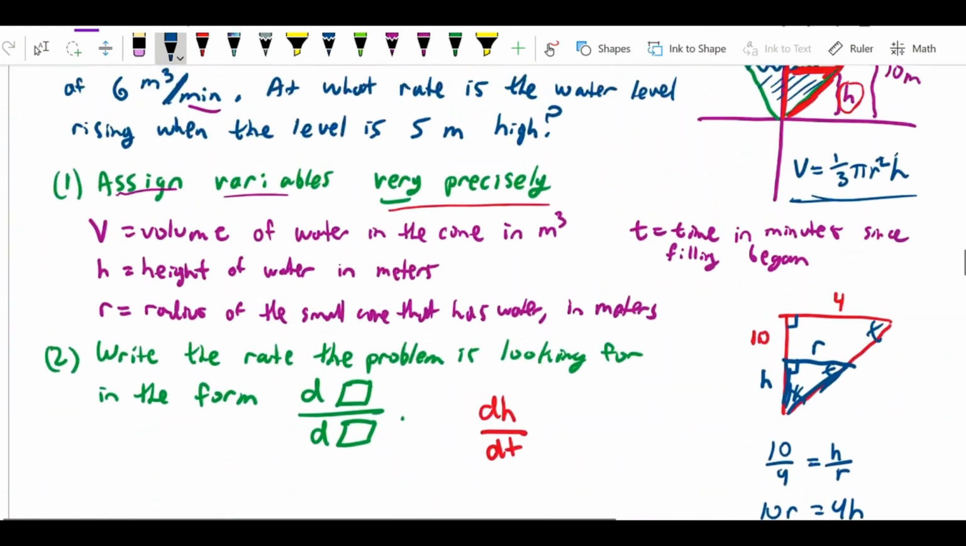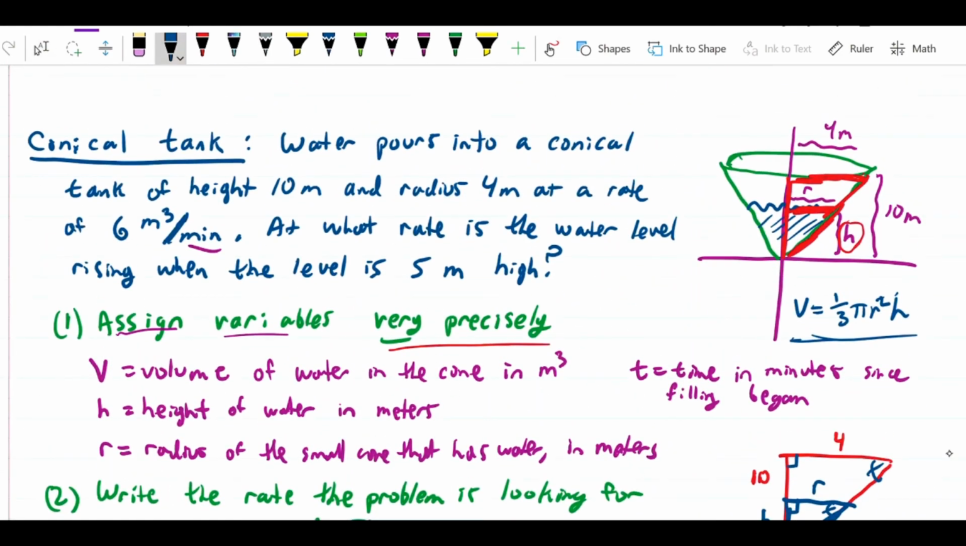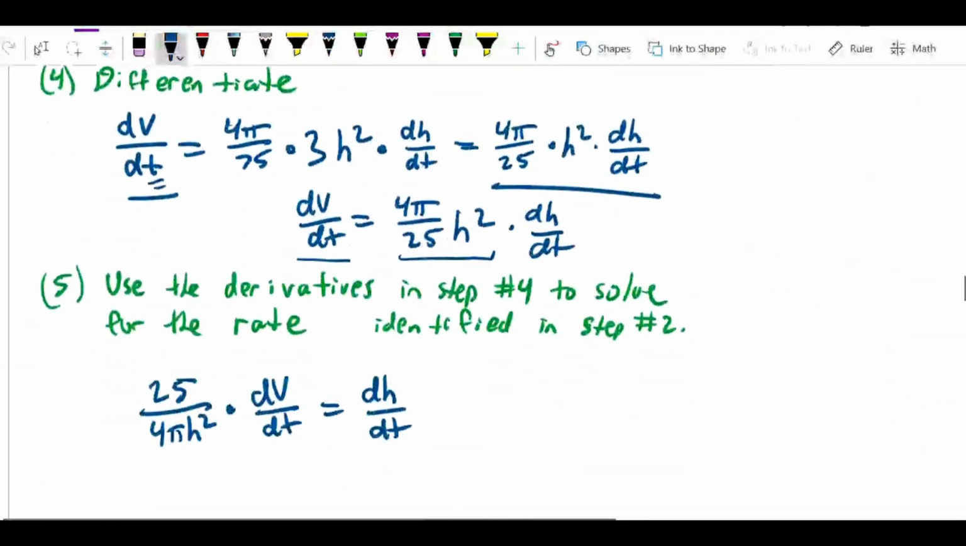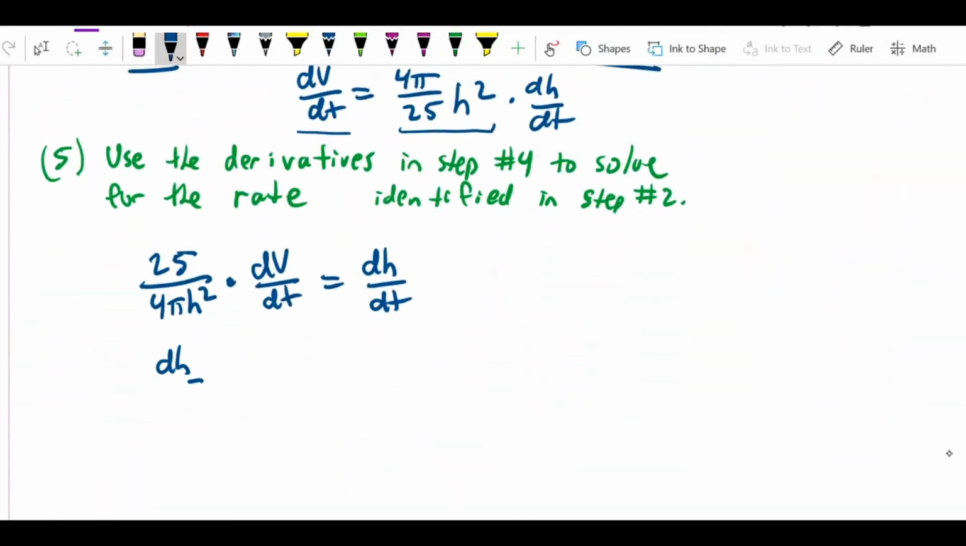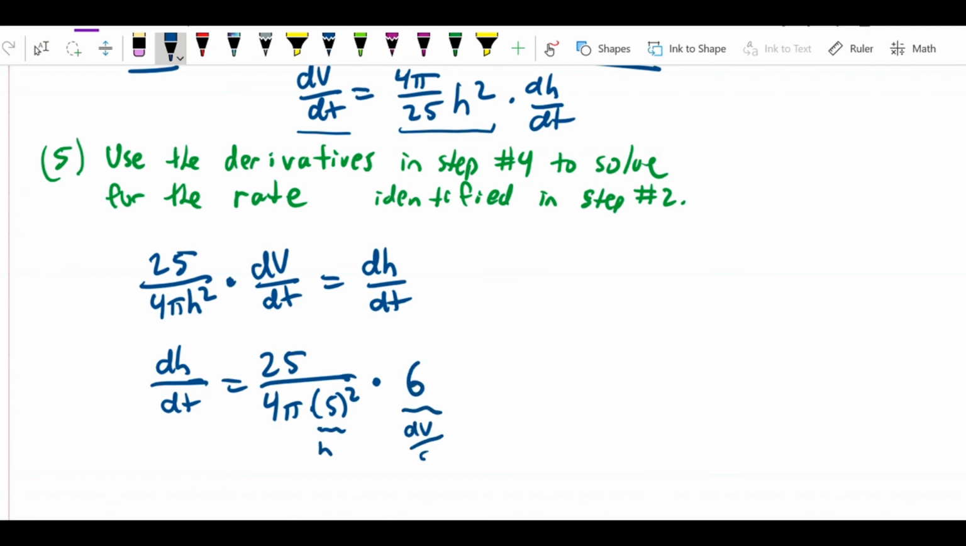The problem tells me that the water level is 5 meters. This is when we care about what the rate is. We care about finding the rate when the water level is 5 meters, and we're told that dV over dt is 6. So I just plug in those values. h is 5, dV over dt is 6, and I get that dh over dt is equal to 25 over 4 pi times h squared, which is 5 squared, conveniently 25, and then dV over dt is 6. So this is h, this is the given dV over dt.